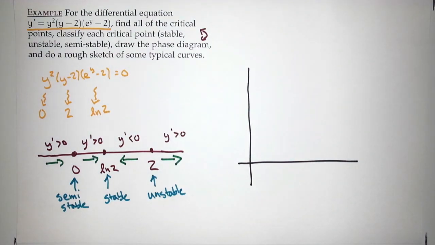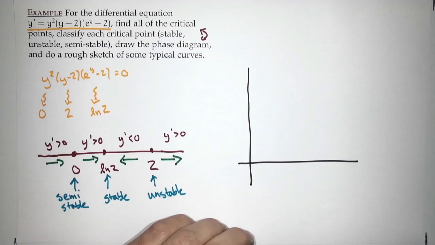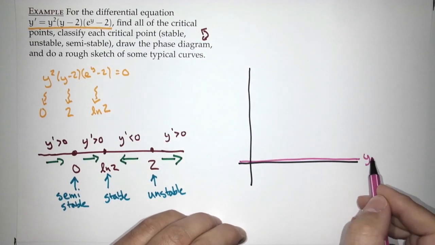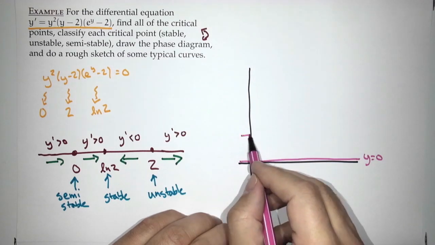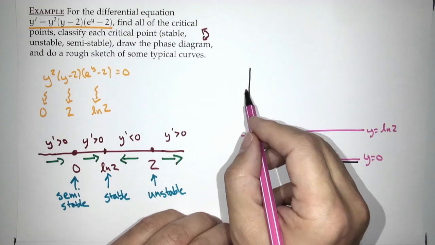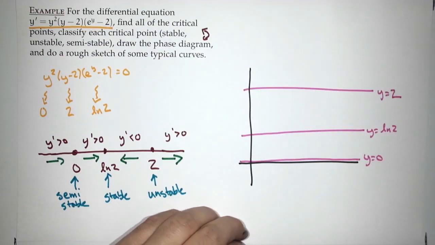Okay, so we're not done yet because you have to do a rough sketch of typical curves. But we say, look, there's three curves which we can absolutely graph perfectly. What are the three curves we can graph perfectly? These critical points are actually curves. These are valid solutions to the differential equation. So y equals 0, y equals log 2, y equals 2.